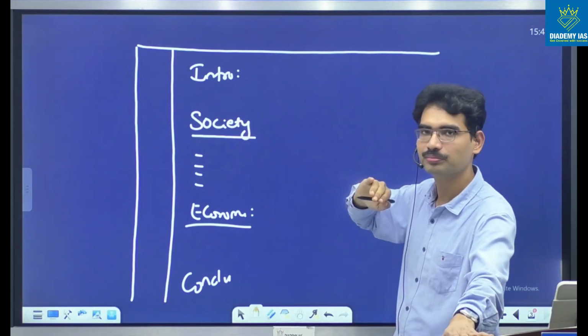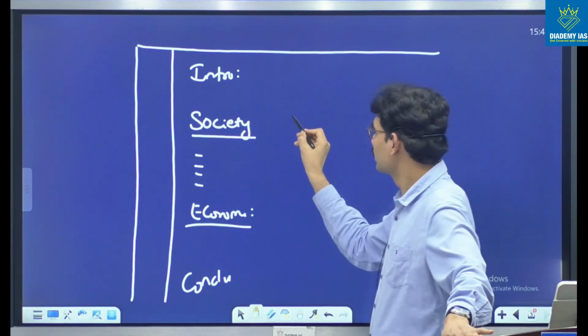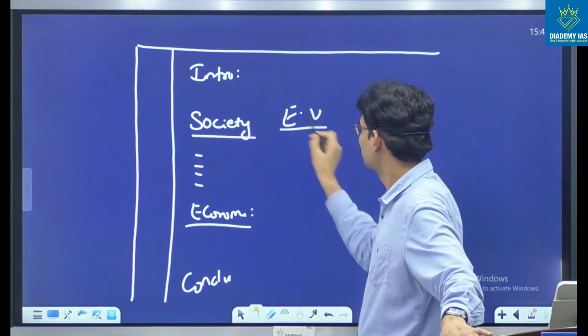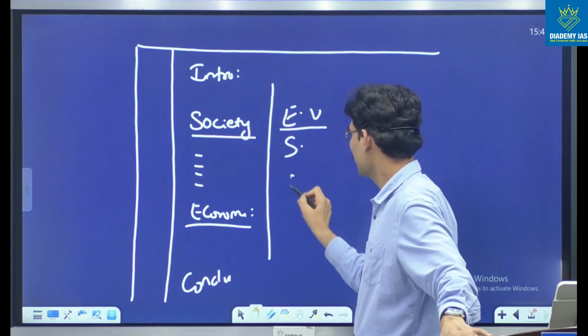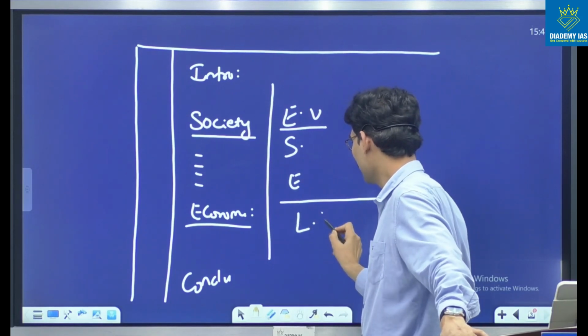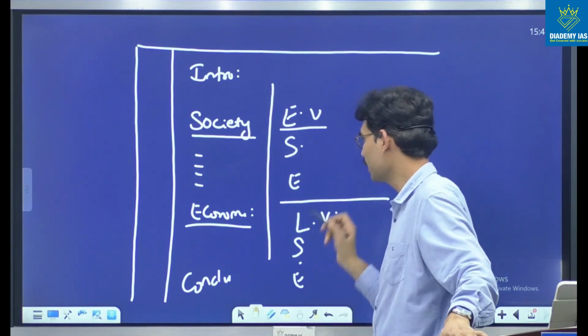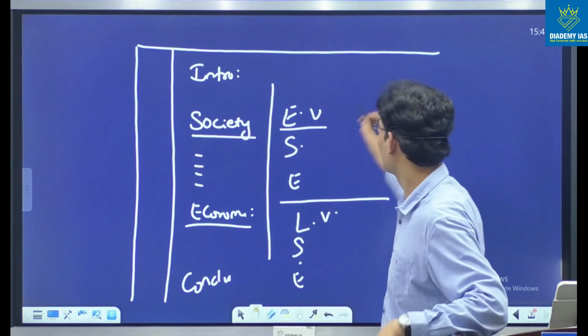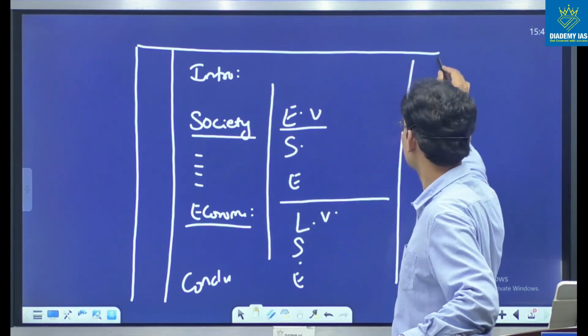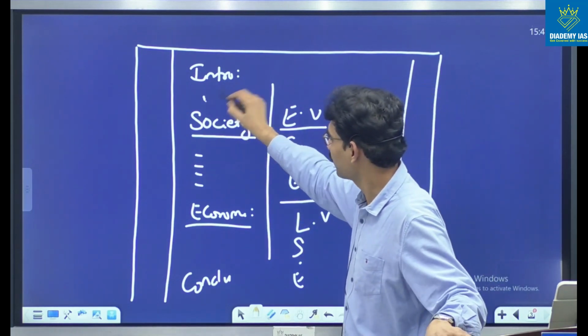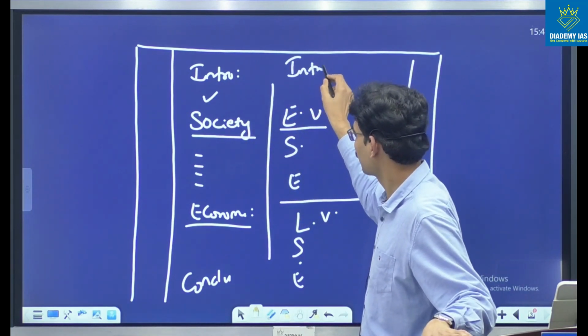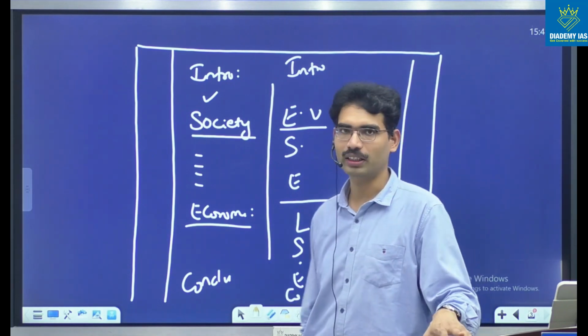This is one way. Another way is, in early Vedic, society and economy, and in later Vedic, society and economy. There are two ways. In both ways, you can make this answer. Either this method or this method, both are perfectly all right.